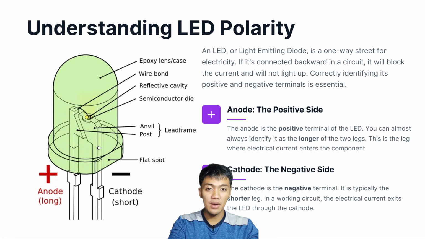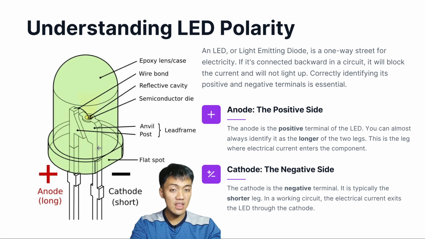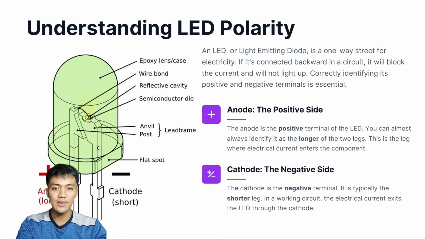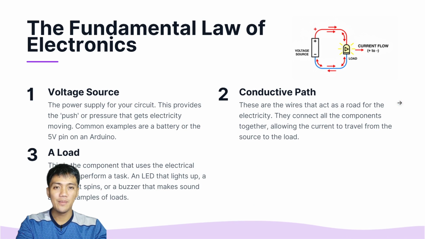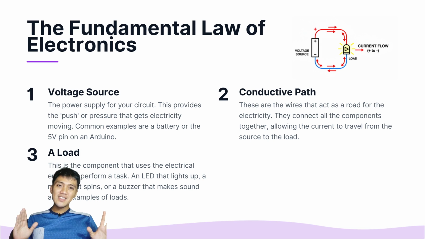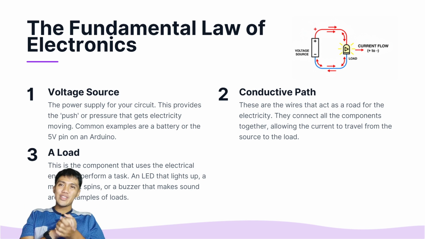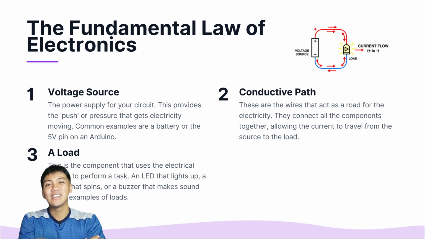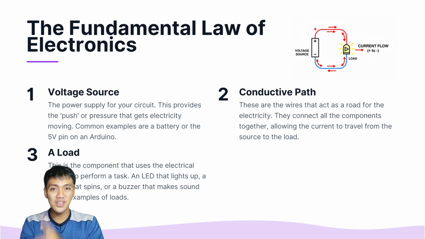Your anode is the positive side, and then the cathode is the negative side. Now, here's the quickest or the easiest thing, again, the fundamental things that you have to understand in electronics. First, to make a part work, you have to supply voltage to it, the power supply for your circuit, your push for your electricity to move around the component.